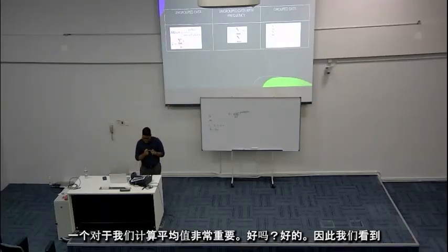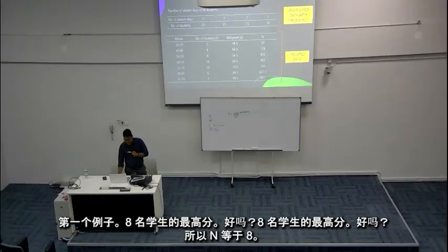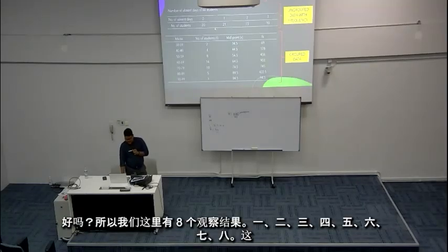So we see the first example: marks scored by 8 students. So n is equal to 8. We have 8 observations here: 1, 2, 3, 4, 5, 6, 7, 8.